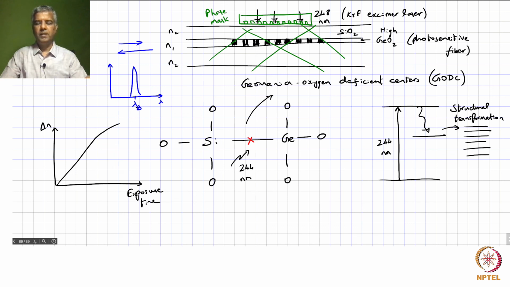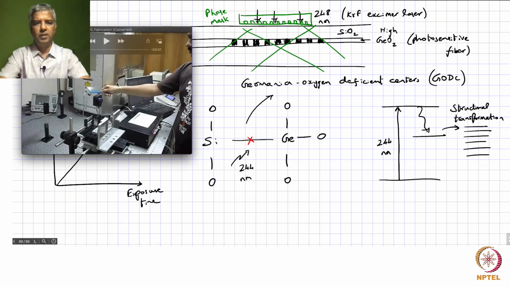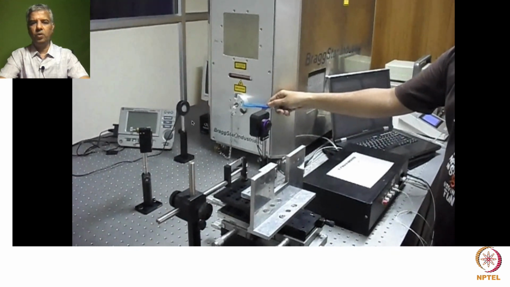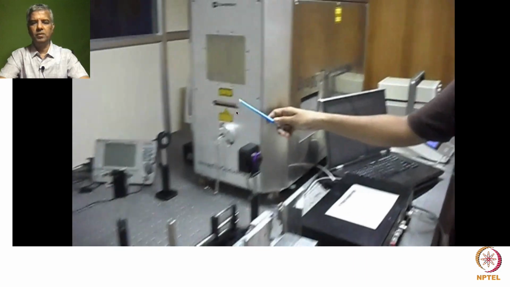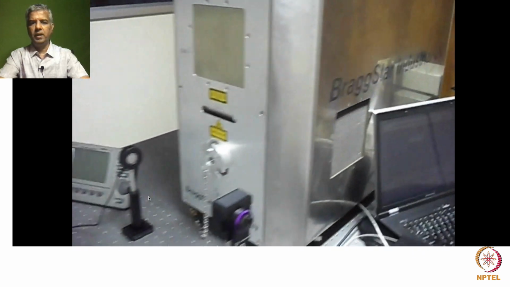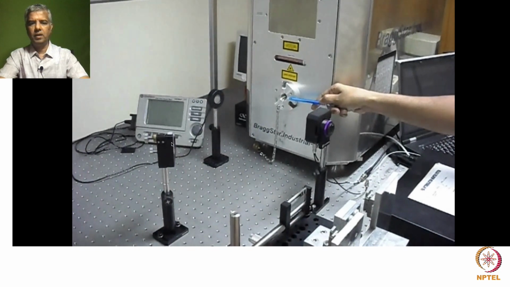So I can demonstrate this. We have made a video of this fabrication, so we can actually play this video. This is the excimer laser that we have, and the excimer laser is going to emit radiation at 248 nanometers. That's going to come out of this aperture there, and then that radiation is going to fall on this mirror.